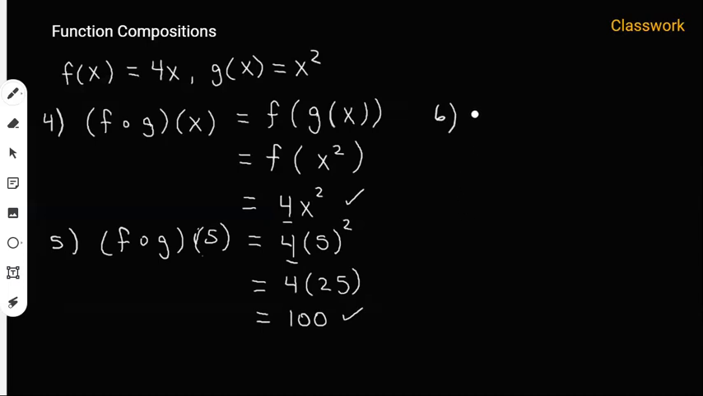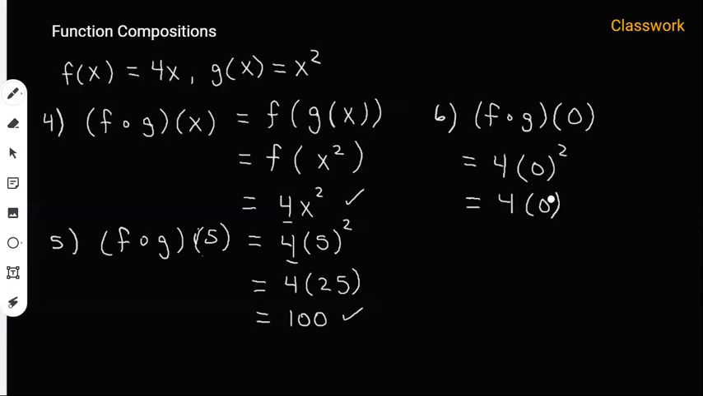All right, let's look at number 6. Number 6 tells us to use the same function that we've been using, but we're going to evaluate it at a different number. We're going to evaluate it at 0. So I'm going to take that 4x squared, and I'm going to replace every x with 0. So the x gets replaced by a 0. Everything else stays the same, though. So now 0 squared is going to give me 0 times 0, which is 0, right? And then 4 times 0 is going to give me 0. And that's going to be my final answer.